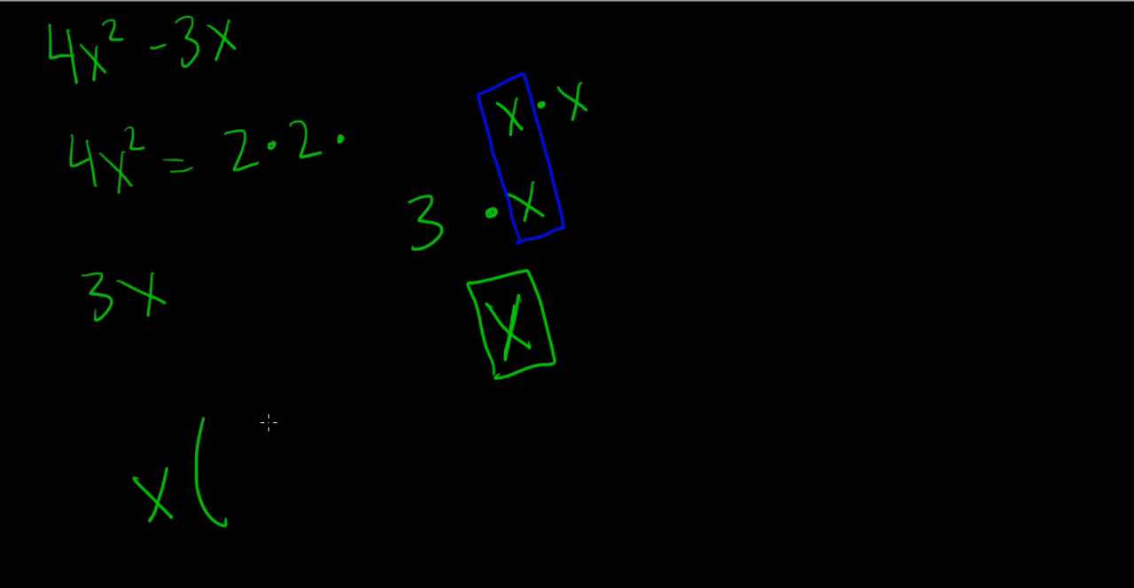Now, if we took away an x from 4x squared, we would only be left with 4x. If we took an x away from 3x, we would only be left with a 3. Now, if we were to re-multiply the x back in, you would see that that would be the top equation.